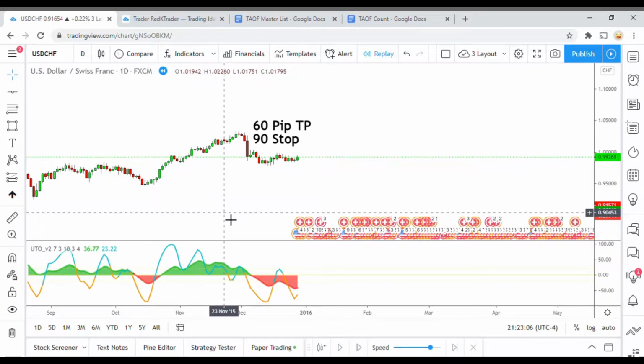Alright, so as I said, today's indicator is the ultimate trading oscillator. This is not to be confused with the ultimate oscillator, which we have already tested. This one's quite a bit different. This one is created by a TradingView member, and you can find a link to it down below in the description.